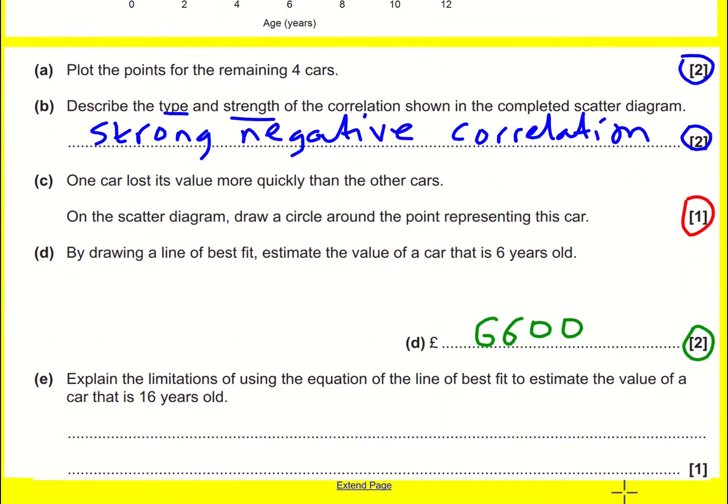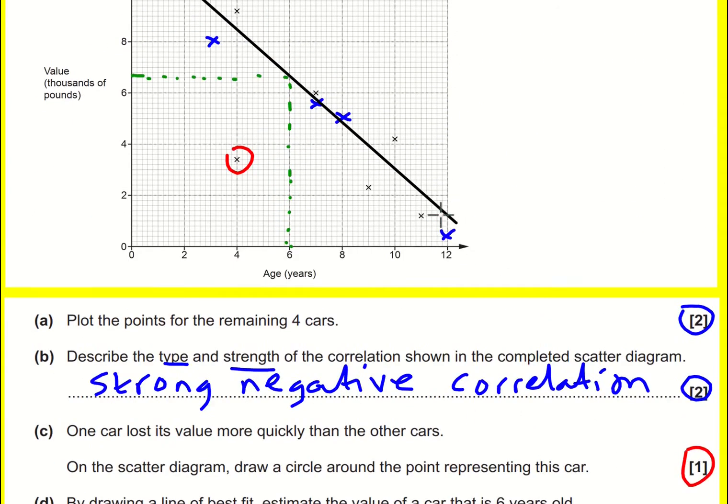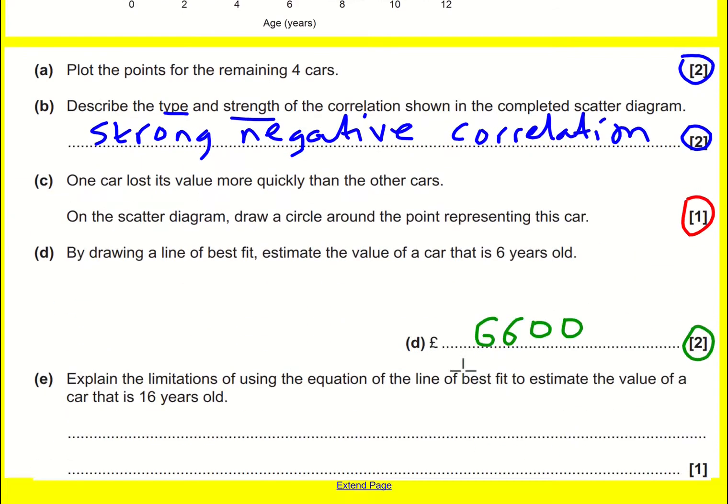Explain the limitations of using the equation to estimate the value of a car that's 16 years old. Well, if I was to carry it on, then first of all, I'd be going outside the data range. But second of all, I'd end up with a negative value. So you can actually say either of these. I'd say just the standard one is to say it's outside the data range, so unreliable. This is called extrapolation.